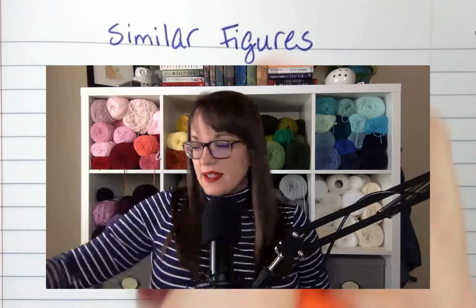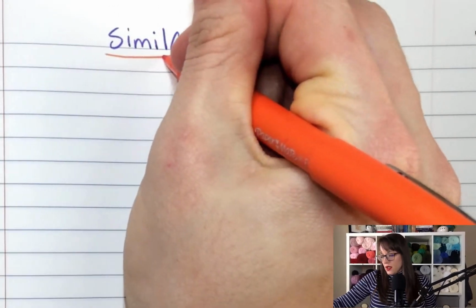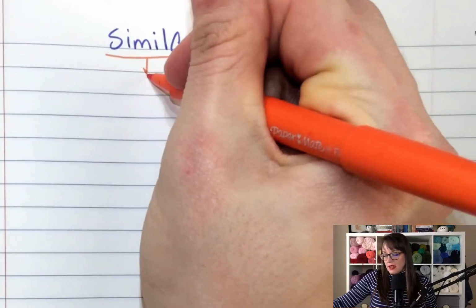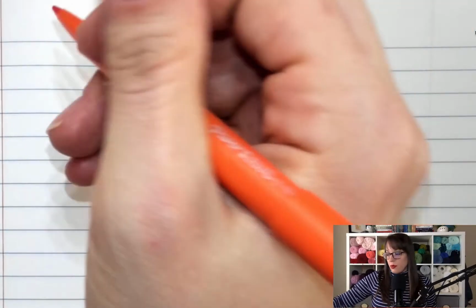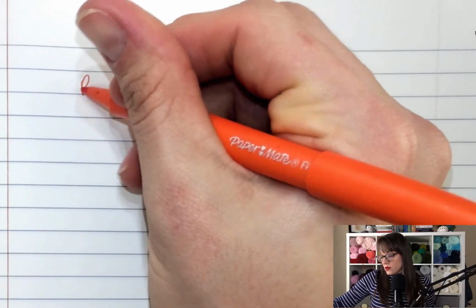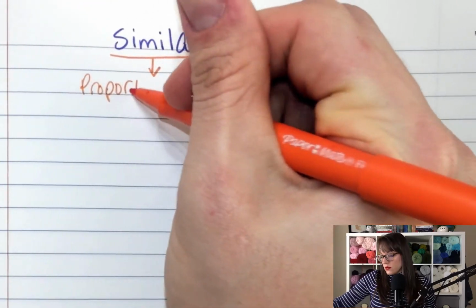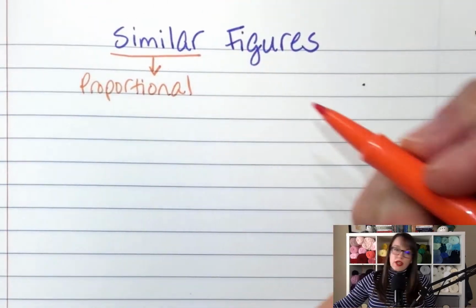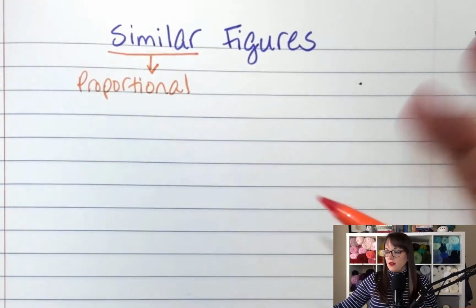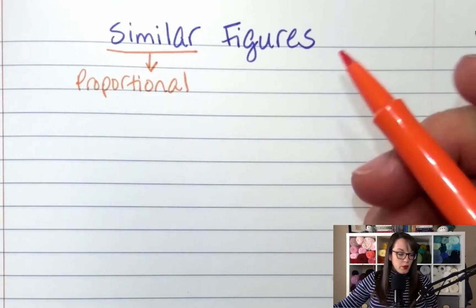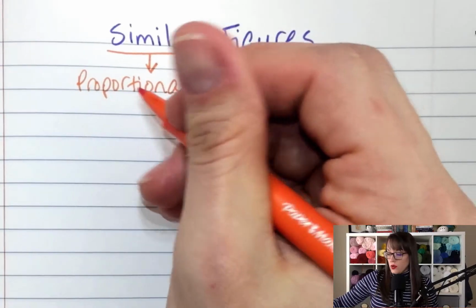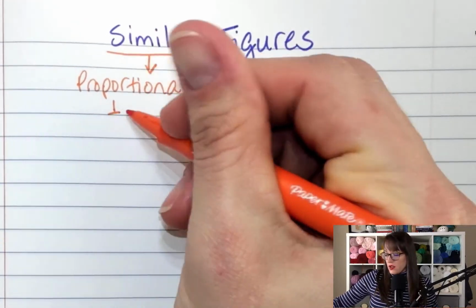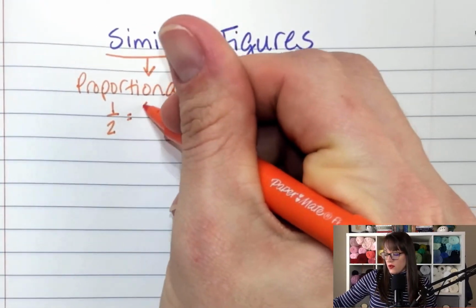When something is similar, the idea of things being similar means that they're going to be proportional, which, let's flash back to back in the spring or the fall. Proportions, remember, are when you have two equivalent fractions. So like 1/2 is equal to 4/8.